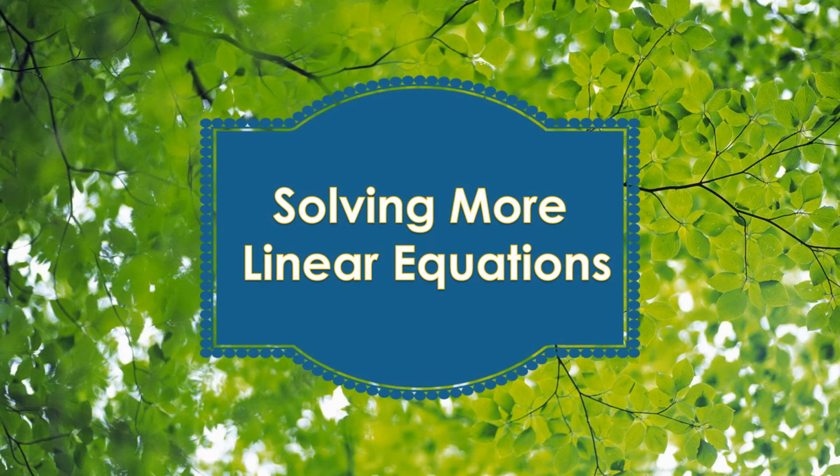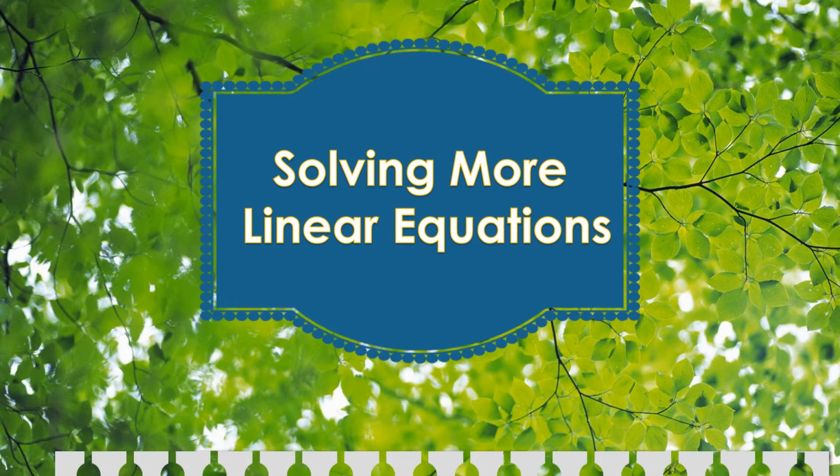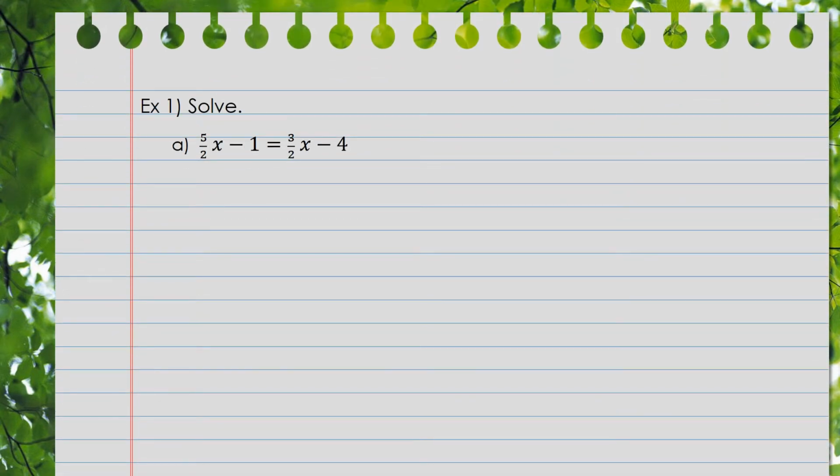This lesson is over solving more linear equations. Example 1, solve. For a, we have 5 over 2x minus 1 equals 3 over 2x minus 4.